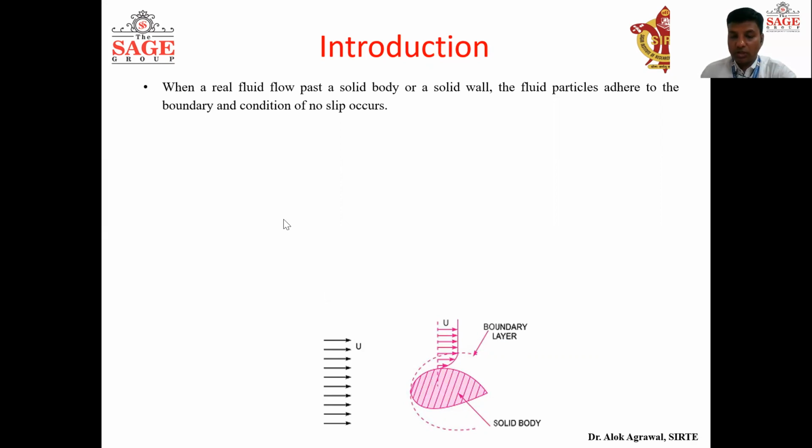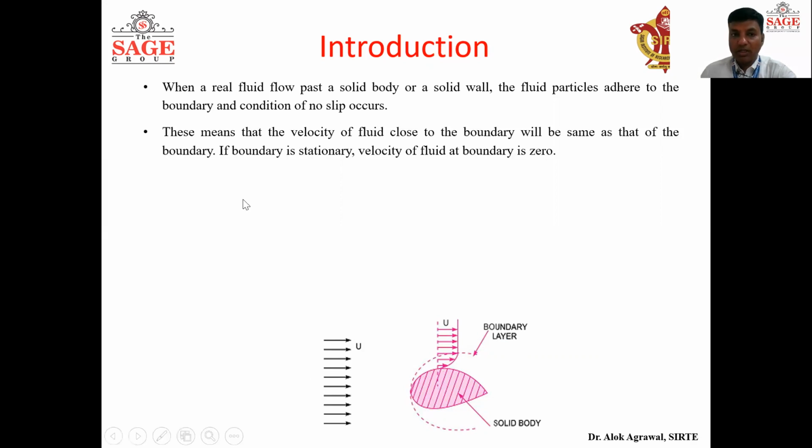Okay. So what does it mean? That the first layer of fluid particles which come in contact with this solid body will try to adhere with this body. This means, as I have already told, that the velocity of fluid close to the boundary will be the same as that of the boundary. If the body is stationary, the fluid velocity will be 0. In this case, we will consider that this body is stationary.